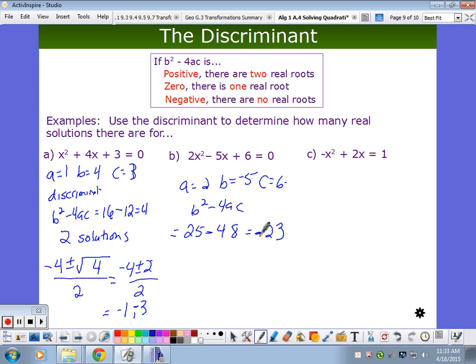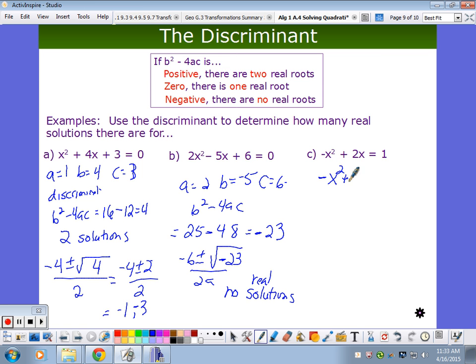All right, so this one came out to negative. How many solutions? Under your b squared minus 4ac, you're going to have this. How many solutions are there going to be? What's the square root of negative 23? I can't do it. No real number will work. There are no solutions to this one. No real solutions. I'm going to put it that way.